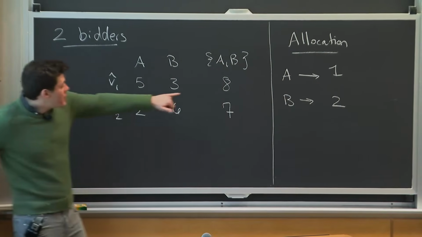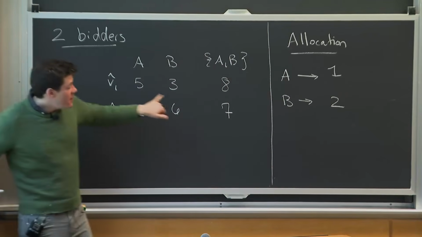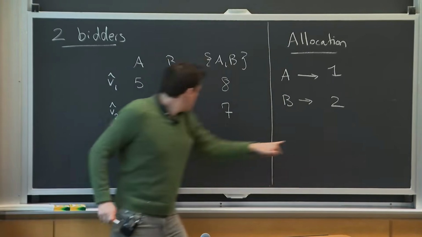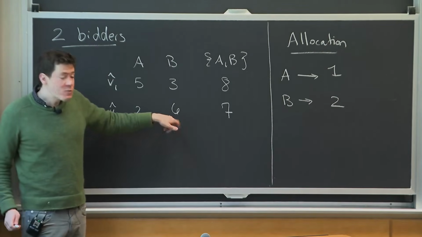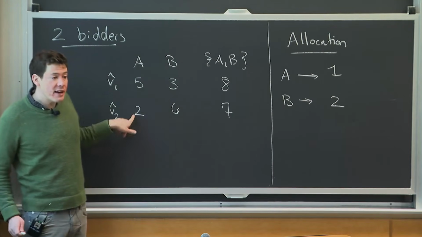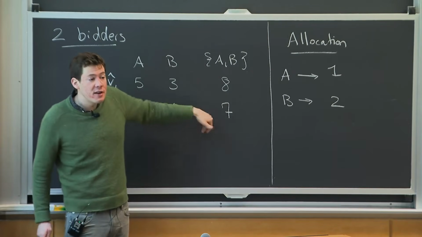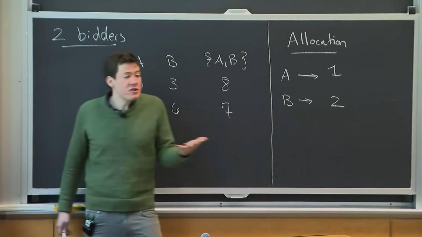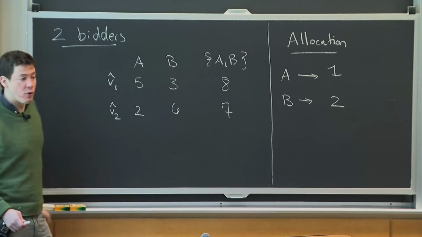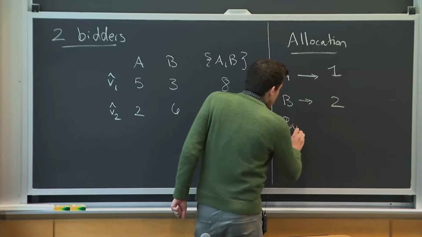So let's see. If we give item A to person 1, they get a valuation of 5. If we give item B to person 2, they get a valuation of 6, which means the sum is 11. That sounds pretty good. If we did the opposite, we would only get a sum of 5. And if we gave both items to the same player, we'd either get 8 or 7, but that's still less than 11. So this is going to be the efficient allocation. This is going to be the allocation that maximizes the sum of the reported utilities. Okay? But now we have to do the payments.